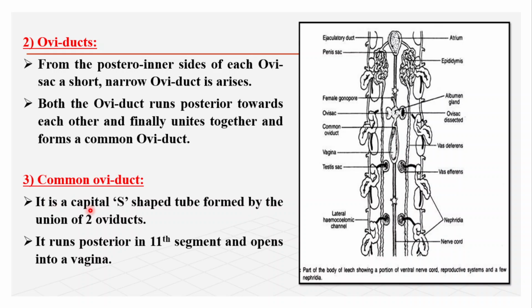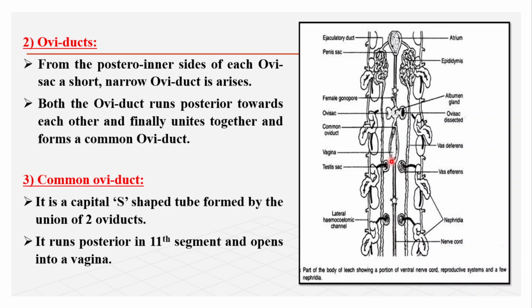The common oviduct is a capital S-shaped tube formed by the union of two oviducts. See here, this is the capital S-shaped structure, and it is formed due to the union of two oviducts. It runs posteriorly in the 11th segment and opens into a structure called as vagina.